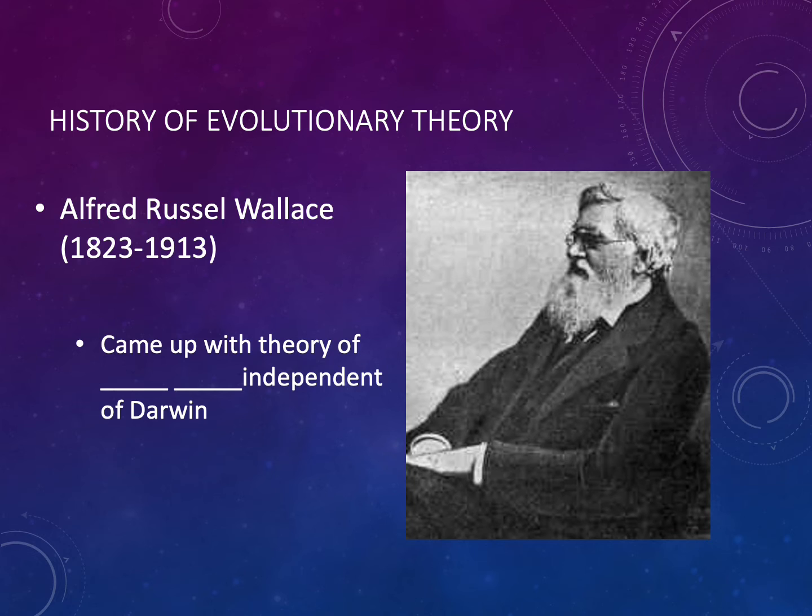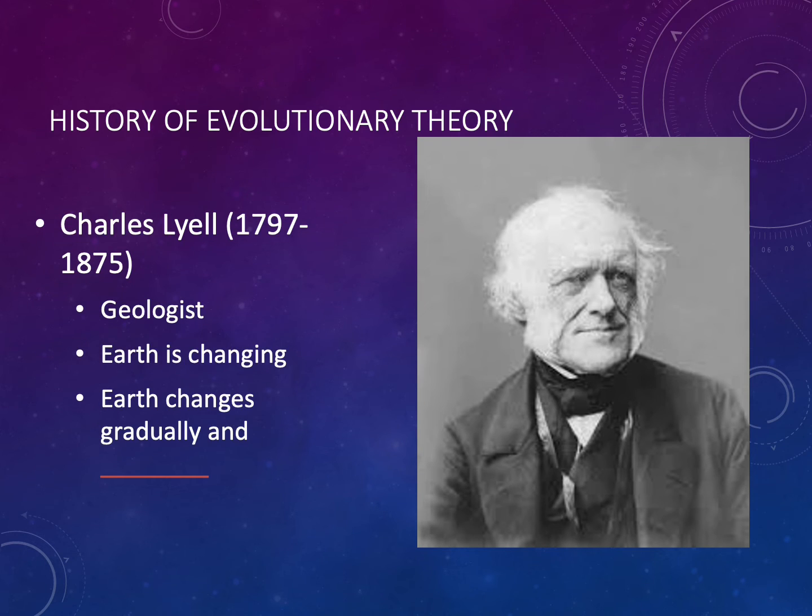Then we have Alfred Russel Wallace. He also came up with the theory of natural selection independent of Darwin, but we'll talk about him more in just a moment. Because next, I want to talk about Charles Lyell. He was a geologist and said that the Earth is changing, that it changes gradually, and follows uniform, predictable processes. So all of these people helped influence Darwin's thinking.